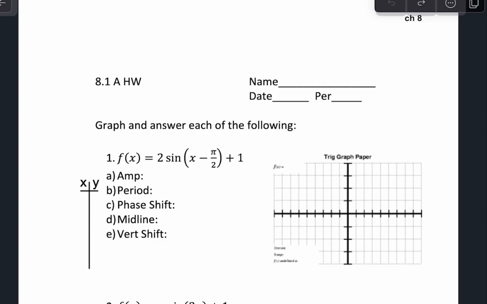1A homework. Let's take a look at the first one together. Let's just go over some things real quickly.